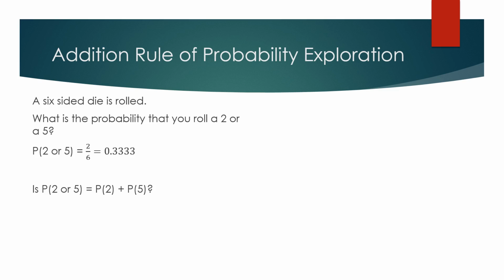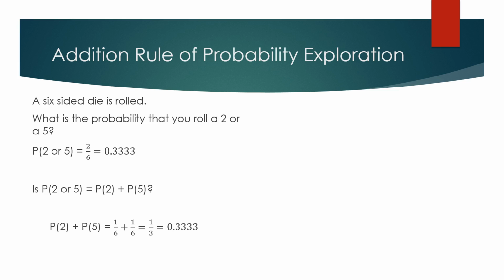So the question is, is the probability of a 2 or a 5 the same thing as the probability of a 2 plus the probability of a 5? These are going to seem like they're always going to be similar, but you are probably guessing that it's not the case. So there's one way to get a 2 out of 6 outcomes, so that's 1 out of 6, plus one way to get a 5 out of 6 outcomes. So that's again 1/6. This is 2/6, which reduces to 1/3, which is again 0.3333.